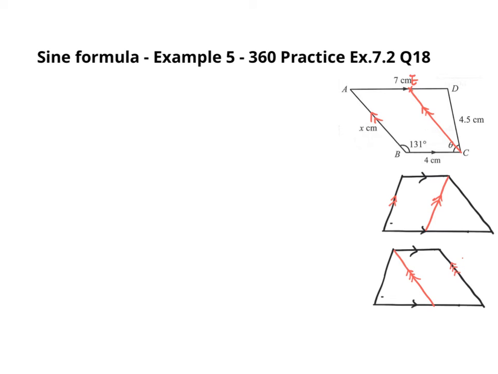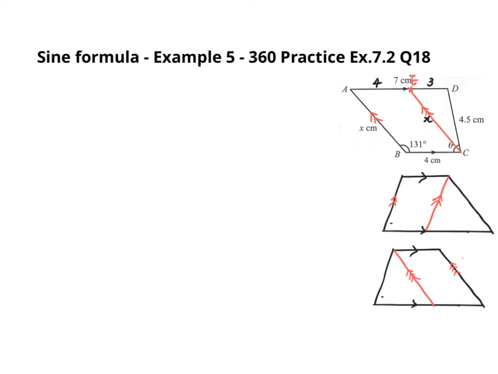In the parallelogram ABCE, AE and BC are opposite sides, so AE is equal to BC is equal to 4 cm. So DE is equal to AD minus AE. It is 7 cm minus 4 cm. It is 3 cm. Besides, CE and BA are also opposite sides, so CE is equal to BA is equal to X cm.